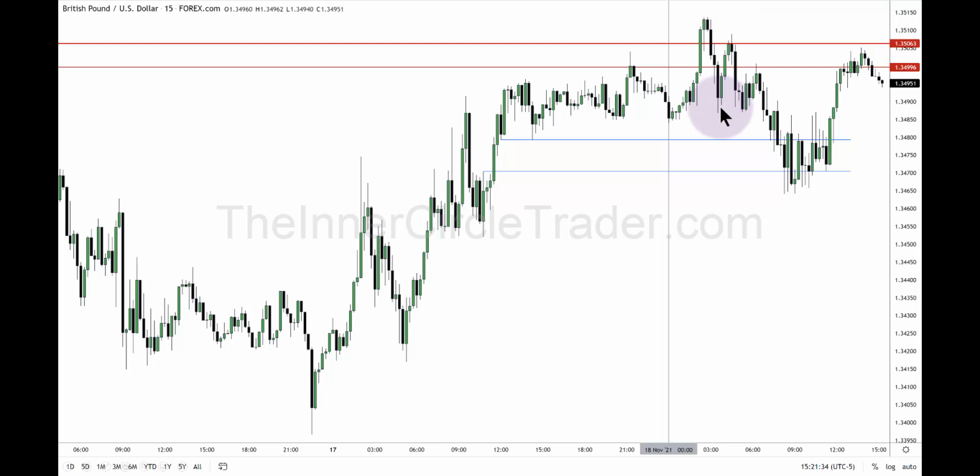We broke down, rally back up, small little imbalance there, optimal trade entry, and look at the bodies respecting that gap. This is the premium high. Perfect. That is perfect signature. When you see that kind of stuff, that is encouraging.